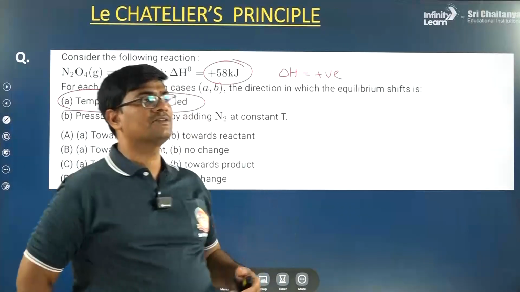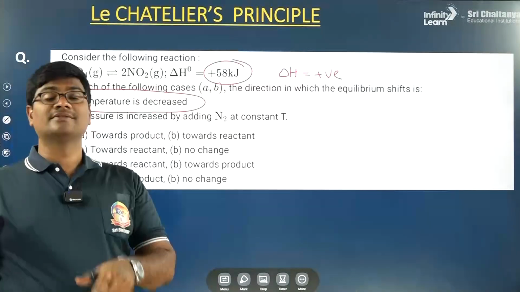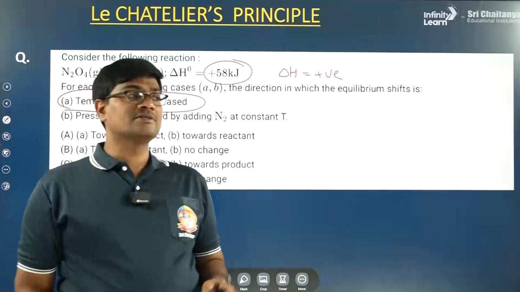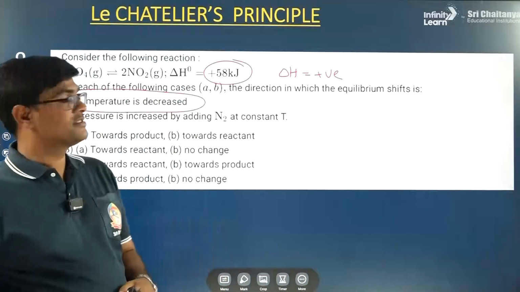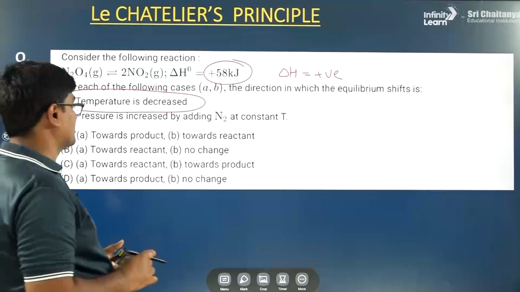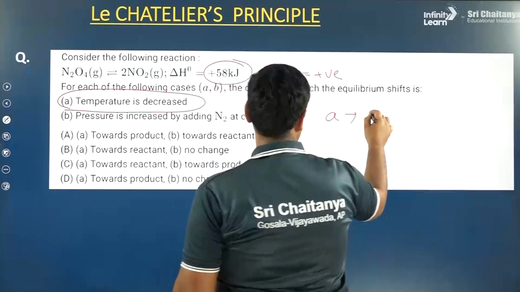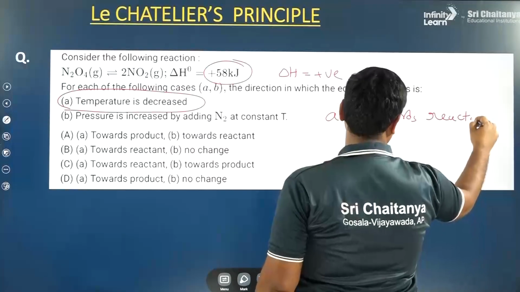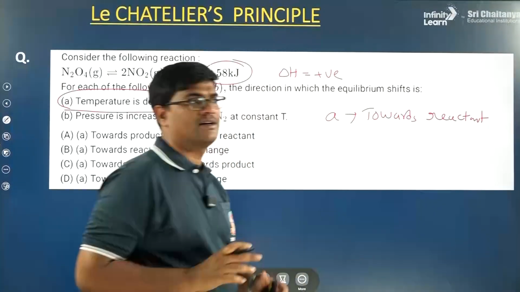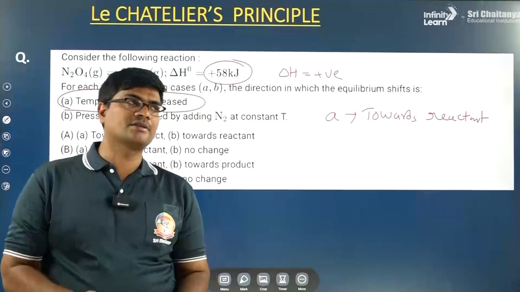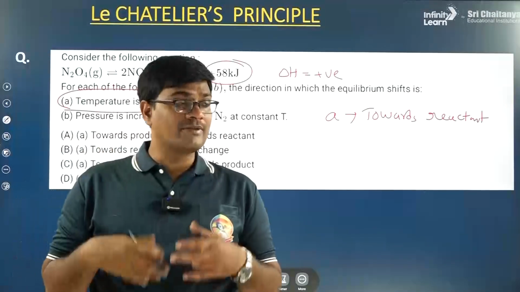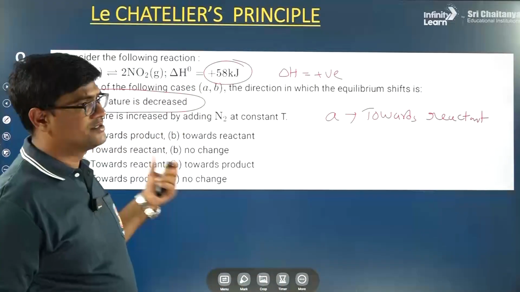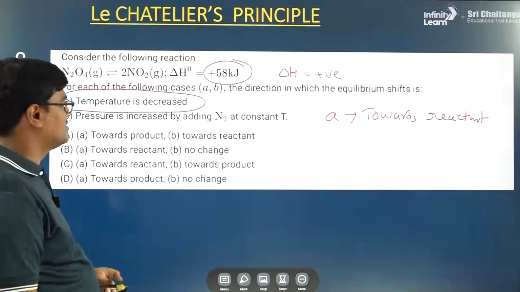But what is given in option A is that the temperature is decreased. That means you will get exactly the opposite. So the temperature is decreased here. Instead of the product side, which side does the reaction shift? That is towards the reactant side. So A is towards the reactants. It is an endothermic reaction, so an increase in temperature favors the forward, product side, but here they are decreasing the temperature. Therefore, it is backward, and the equilibrium shifts towards the reactant side.